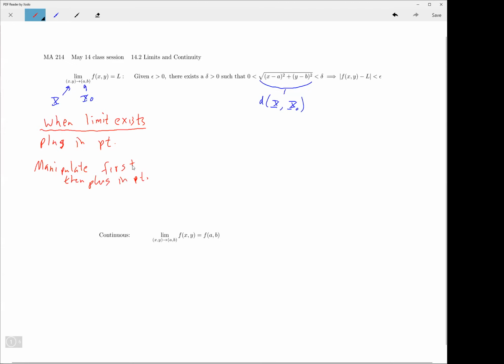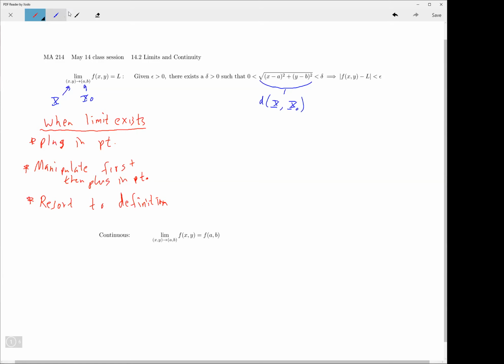Okay, so you might have to do some manipulation first and then plug in your point. But if you're able to do that and the point doesn't cause trouble, then that's probably going to work. That's probably good. And then in the end, though, you might have to resort to the definition to find the value. Okay, so you might have to resort to that.